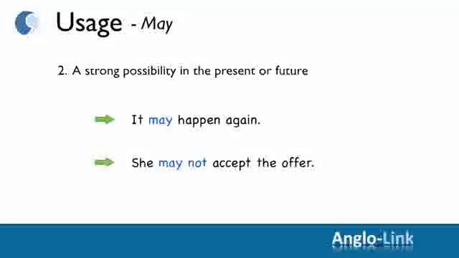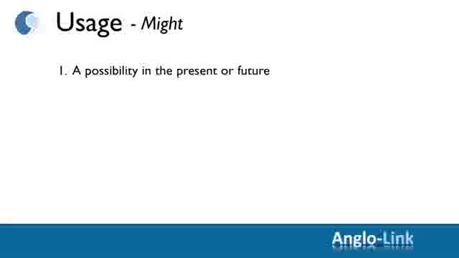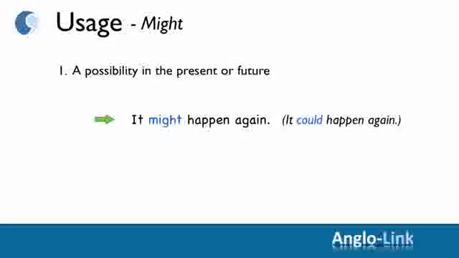And finally, let's look at might. Might is also used to express a possibility in the present or future, and it's slightly weaker than may. So we can also say, it might happen again. We can also use could, but may and might are more common for possibilities.